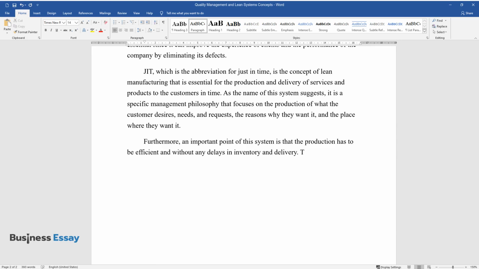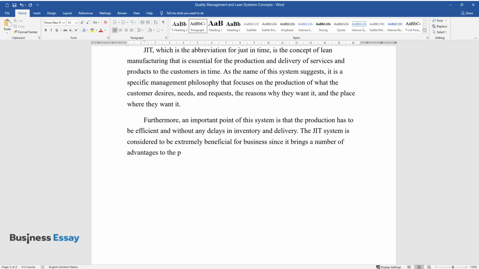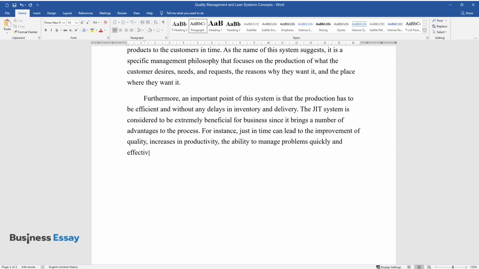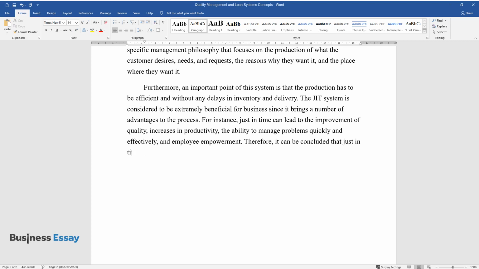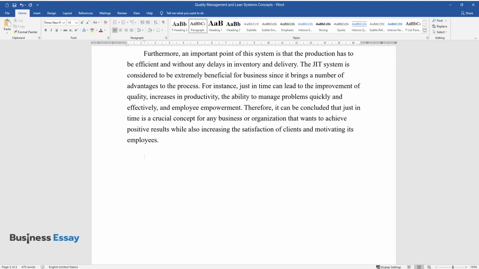inventory and delivery. The JIT system is considered to be extremely beneficial for business since it brings a number of advantages to the process. For instance, just-in-time can lead to the improvement of quality, increases in productivity, the ability to manage problems quickly and effectively, and employee empowerment. Therefore, it can be concluded that just-in-time is a crucial concept for any business or organization that wants to achieve positive results while also increasing the satisfaction of clients and motivating its employees.